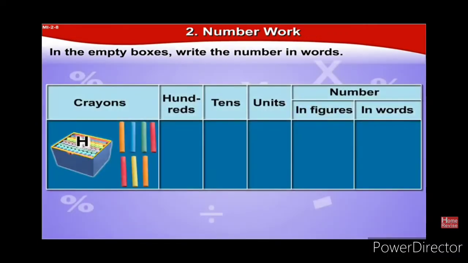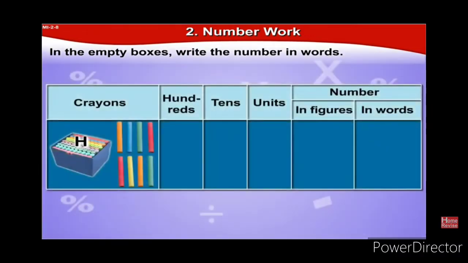Now we have a box of 100 crayons and 7 more crayons. So it means it is 1 hundred, 0 tens, 7 units. In figures, it would be 107, and in words, one hundred seven.